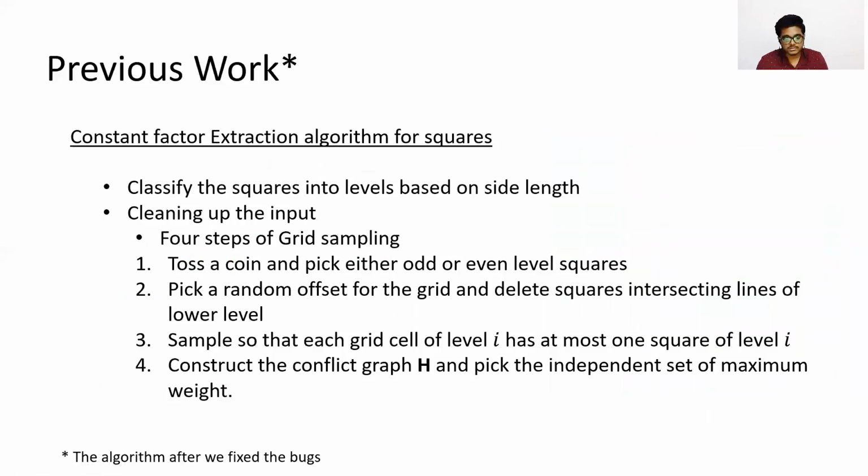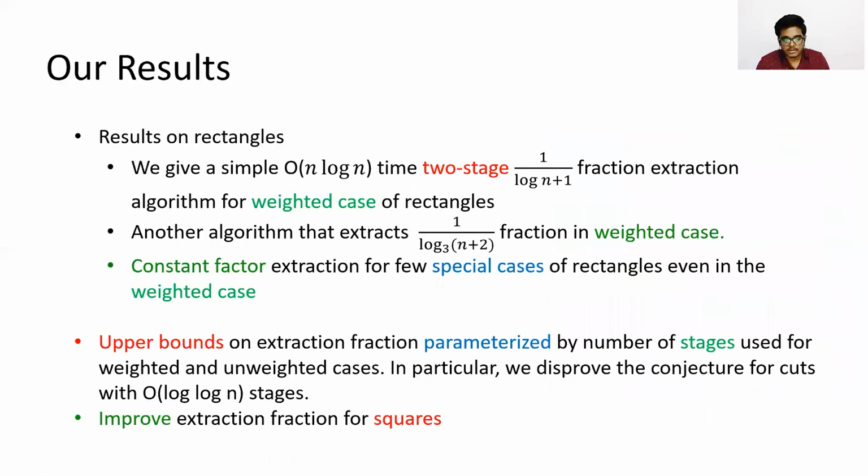So this is the algorithm, just summing up. Our results: our contribution is a two-stage algorithm in O(n log n) time, which extracts a fraction of n/(log n + 1) of the rectangles, or a 1/(log n + 1) fraction, even in the weighted case. Another algorithm gives a 1/(log n + 2 to the base 3) fraction. So this is an improvement in fractions. We don't break the log n barrier. And we get a constant fraction for a few special cases.